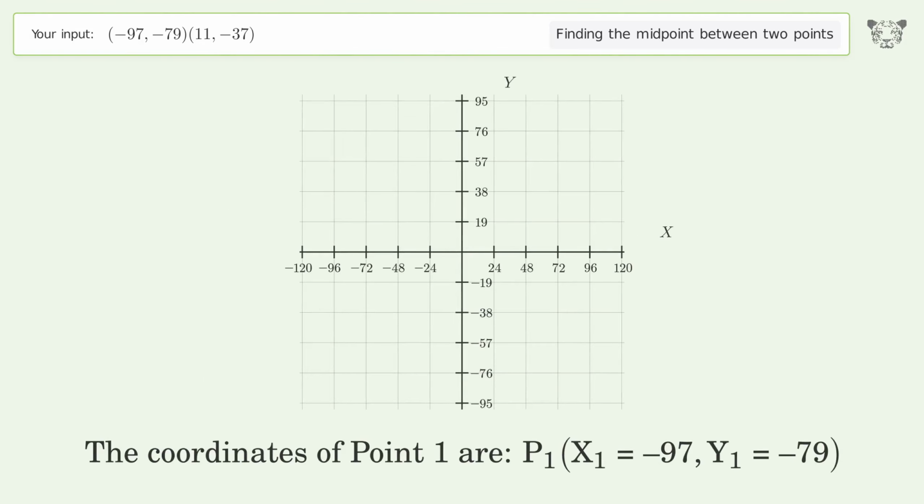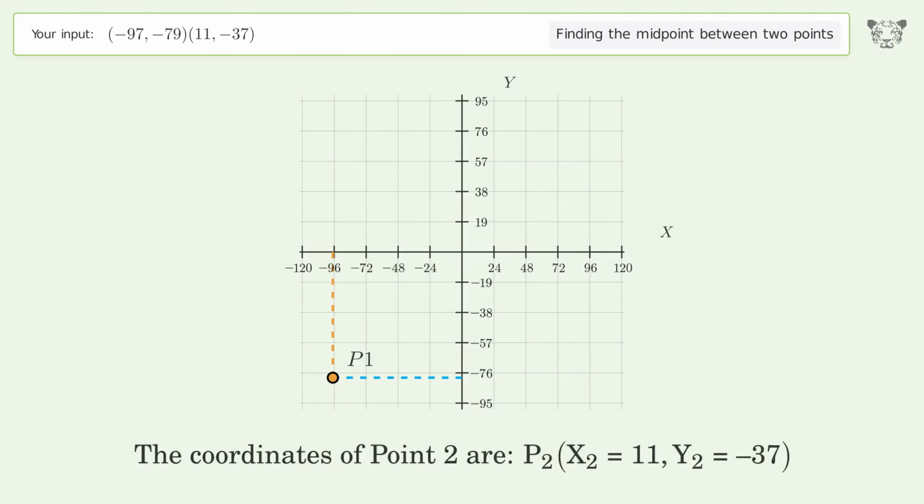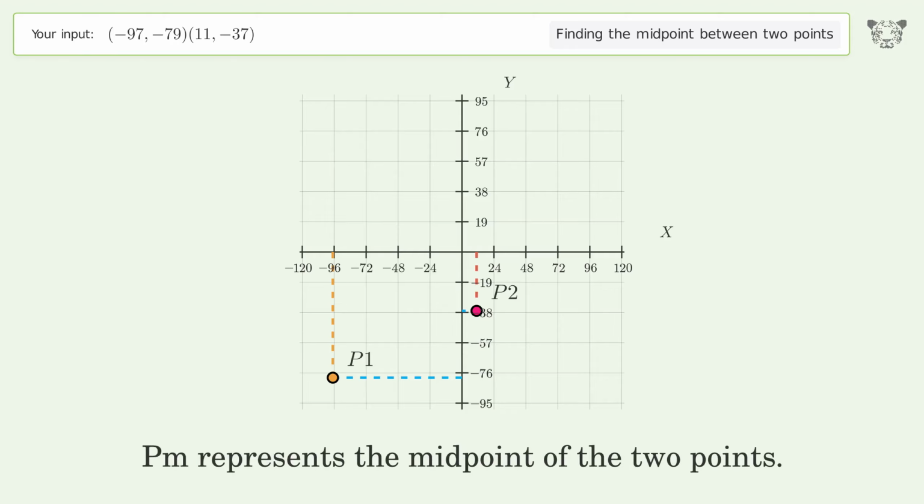The coordinates of point 1 are, x1 equals -97, y1 equals -79. The coordinates of point 2 are, x2 equals 11, y2 equals -37. PM represents the midpoint of the 2 points.